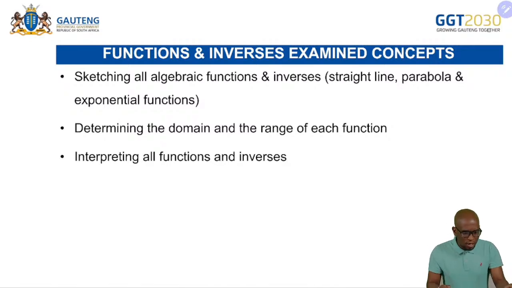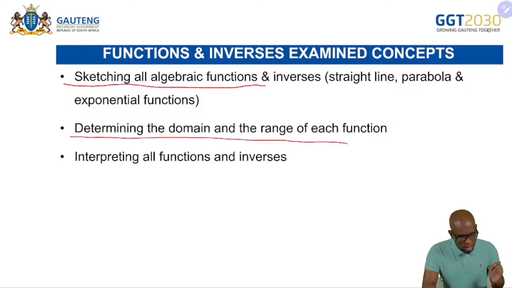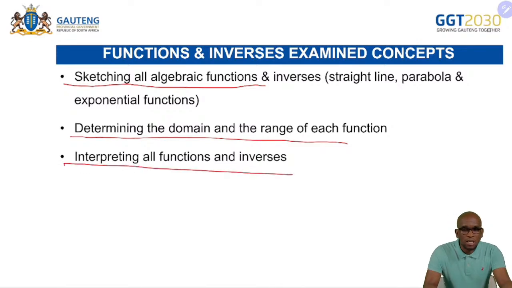Right, these are the examined concepts. We should understand how to sketch all the functions as well as their inverses. Usually to sketch functions, we use the dual intercept method, and then we use the parameters to understand the shape and all the other things. Now we also need to know how to determine the domain and the range of each function, and we should also know how to interpret all functions together with their inverses.